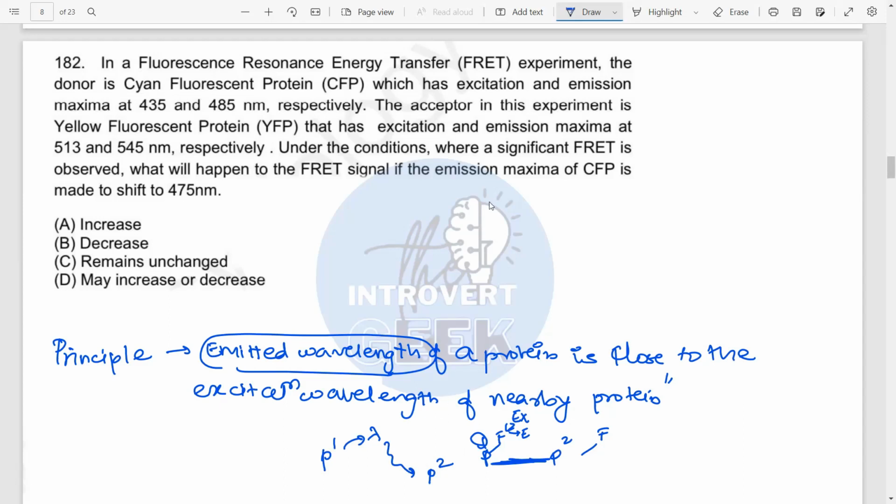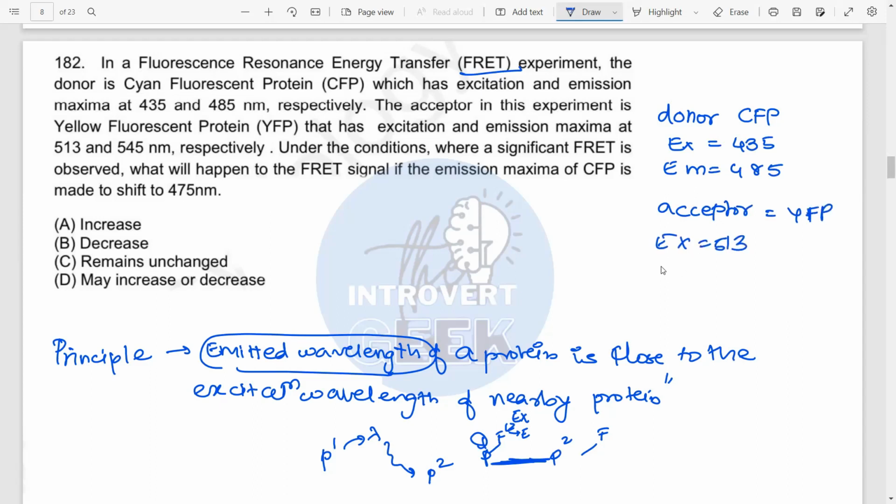Now here what they are saying is, in a fluorescence resonance energy transfer (FRET) experiment, the donor is a cyan fluorescent protein, which has an excitation and emission spectra of this and this. So we have a donor, which is CFP, cyan fluorescent protein. Its excitation maxima is 435 and its emission maxima is 485. The acceptor in this experiment is YFP, the yellow fluorescent protein. The excitation maxima of YFP is given as 530 and the emission is given as 545.